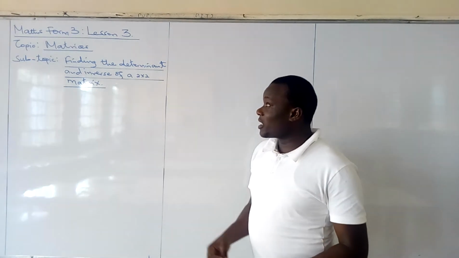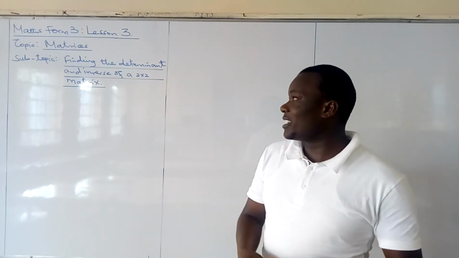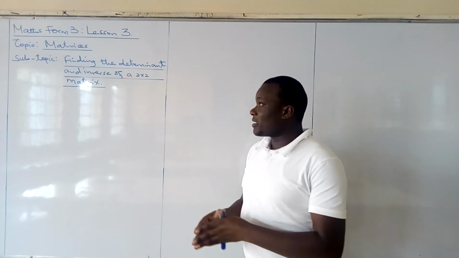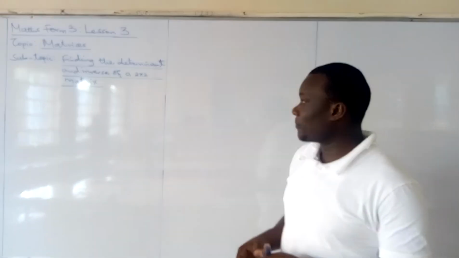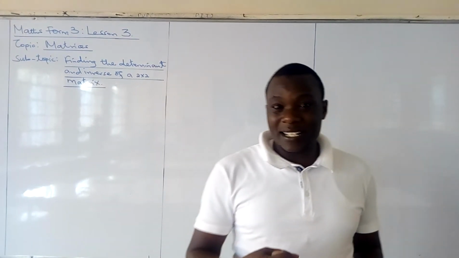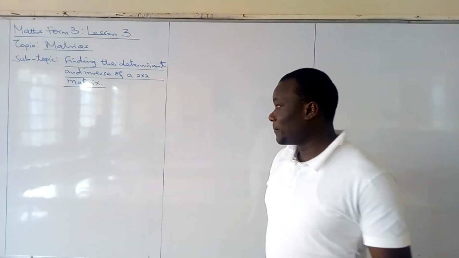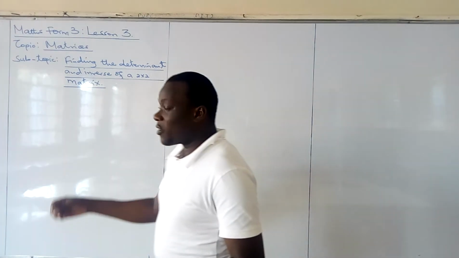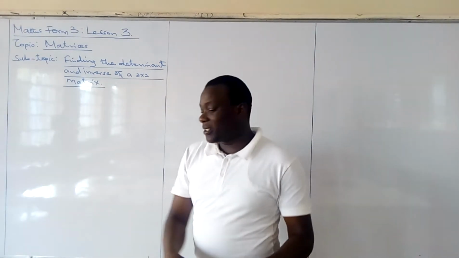So today we are looking at matrices, a continuation lesson from the previous two lessons that we discussed. Our subtopic is finding the determinant and the inverse of a 2 by 2 matrix. So we will consider a 2 by 2 matrix.